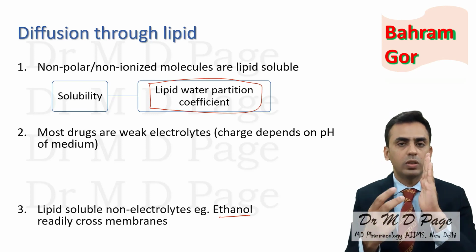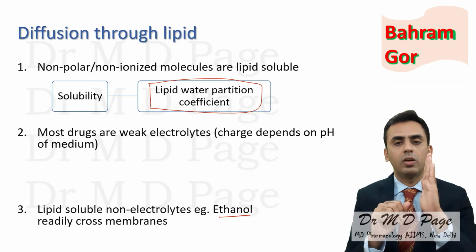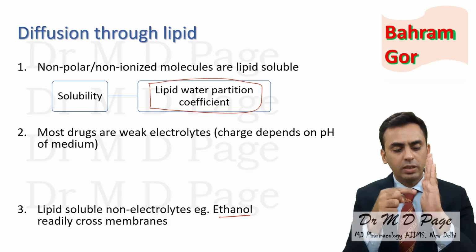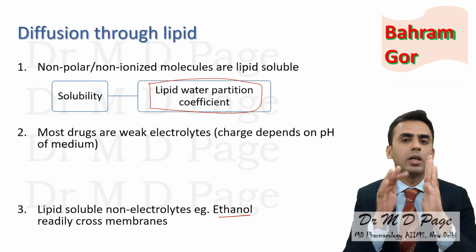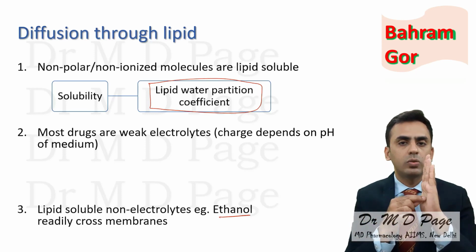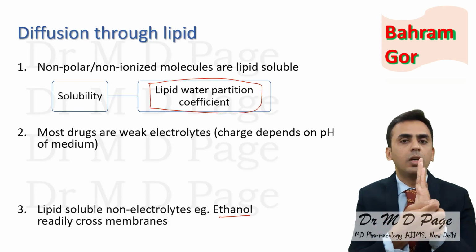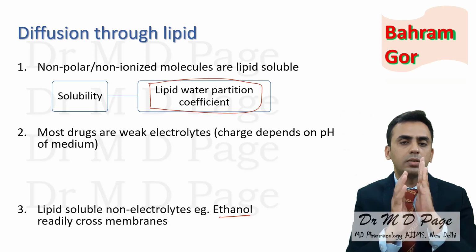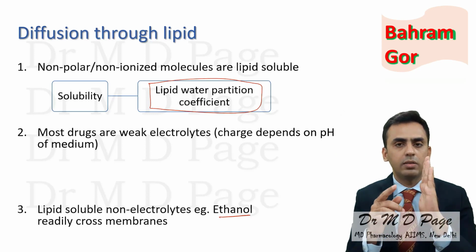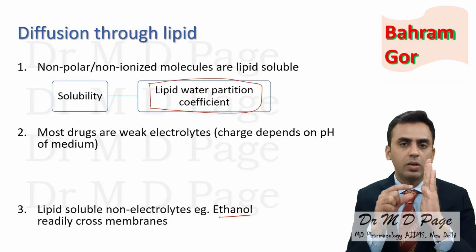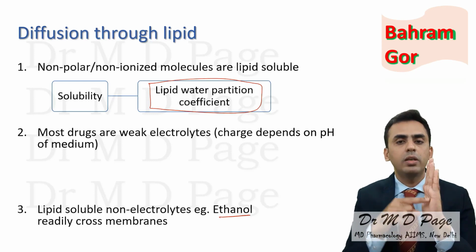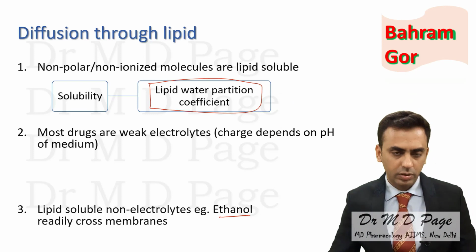It depends on two things. One is diffusivity and the other is solubility. Solubility is when the drug comes and gets dissolved in the membrane. Diffusivity is the speed at which it will travel from one end of the membrane to the other end. This diffusivity is the same for all the drugs. Hence the rate of transport depends mainly on solubility. Solubility depends on the lipid water partition coefficient.